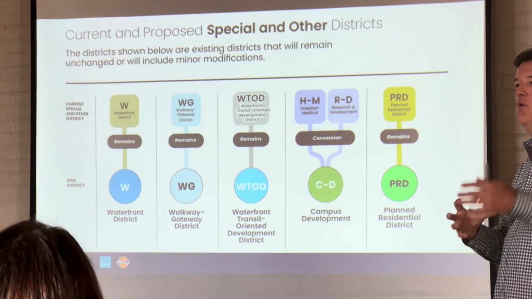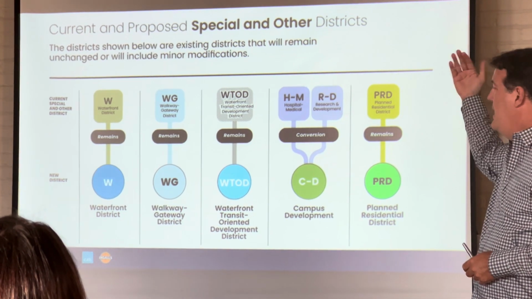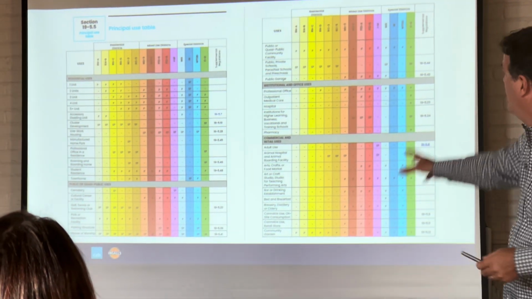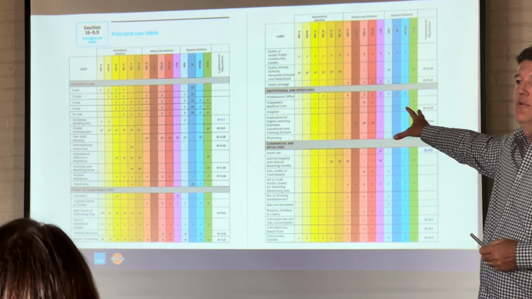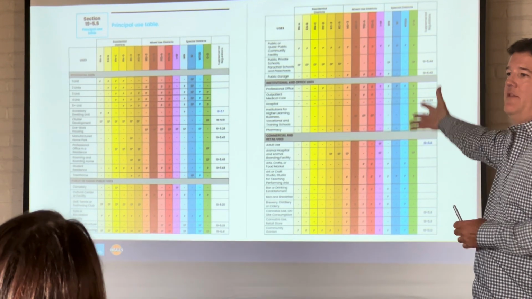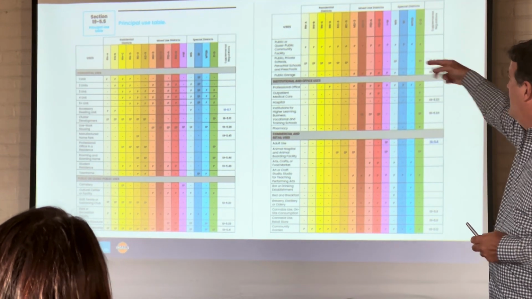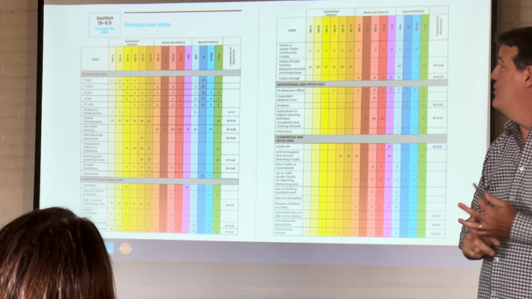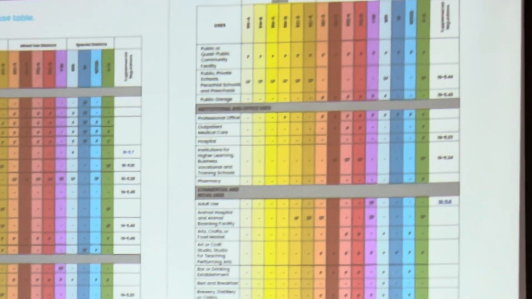What we've done is pull that out, really didn't change it, and consolidate it into what we refer to as a master principal use table. So all the uses are in these tables, where you have the use that you're looking for and the districts across the top. It'll tell you what's permitted and what's specially permitted in each one of the districts.